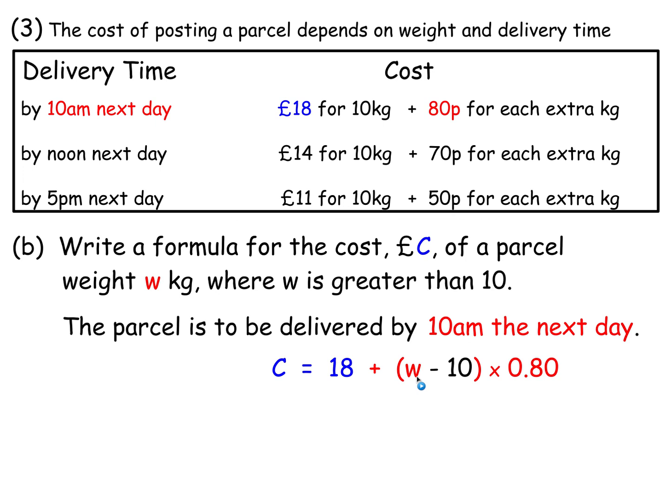That's the extra over and above the 10 kilograms, W minus 10. And then it's 80 pence for each kilogram. Again, you can break the brackets up, 0.8 times each thing in the bracket. 18 minus 8, there's 10, and that's it simplified. So when it's a formula like that, usually you simplify it if it's possible. In this case, because you're going to end up with 2 numbers, that will simplify.